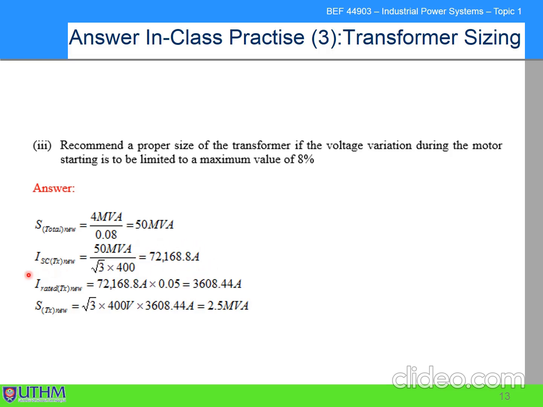Then we find I rated. We times I short circuit with the percentage of impedance to get the new I rated. From the I rated we calculate the new S transformer. S is equal to square root 3 times 400 volt times the new I rated, so it is equal to 2.5 MVA. To tackle question 3, we have to reverse engineer from question 1.